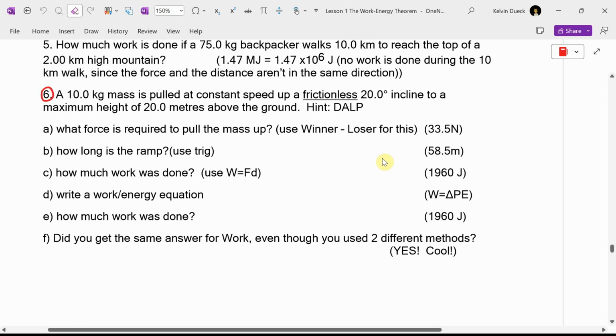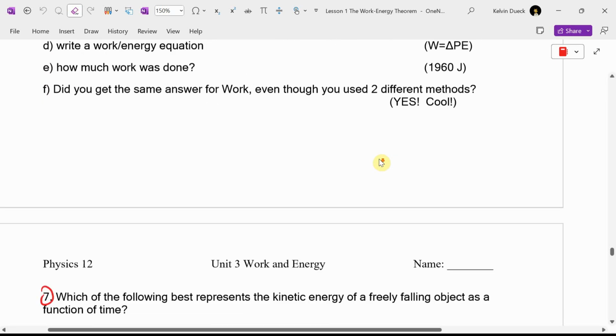6 is good. 6 is walking you through what we already did with the ramp, where we noticed that for a ramp, whether you push it up the ramp, how much work, or how much work lifting it to the top of the ramp, you still get mgh no matter what. So it's asking you to kind of reprove that.